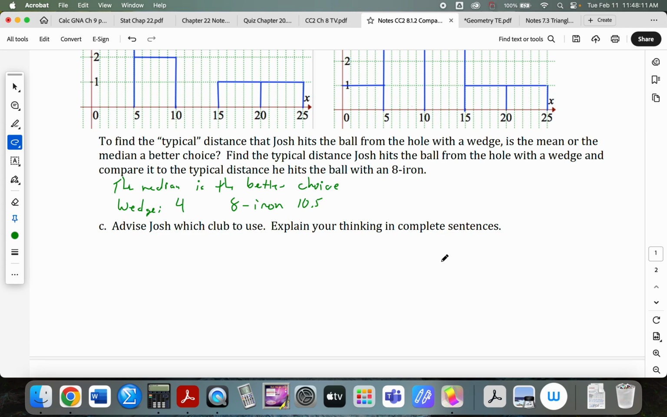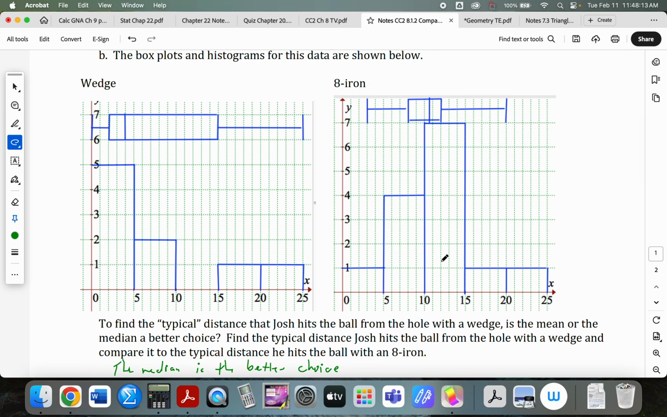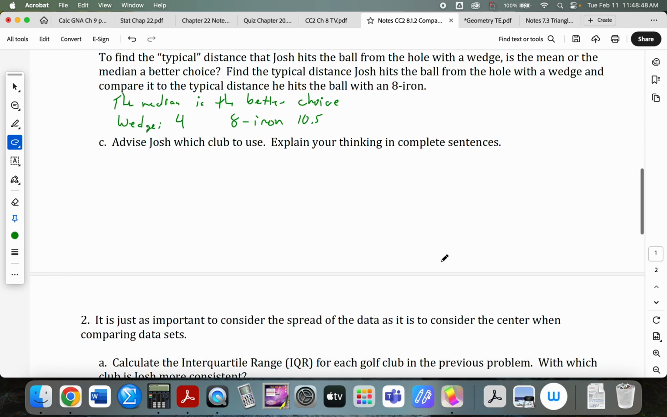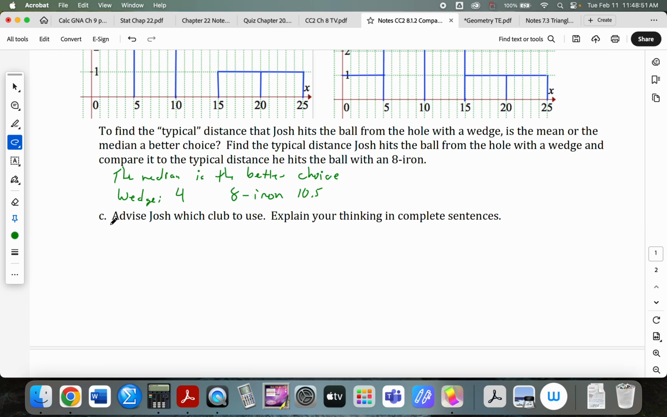Why would an 8-iron possibly be a good choice? What is it about the 8-iron that makes it good? He's really consistent. He's more consistent. Okay? So it depends. With the wedge, he's more likely to get closer to the hole, but with an 8-iron, he's more consistent. So it depends on what you want, right? If you really need to win this hole, then you probably want to get as close as possible. But if you're looking for consistency, the 8-iron is your better bet. So our answer is, it depends.